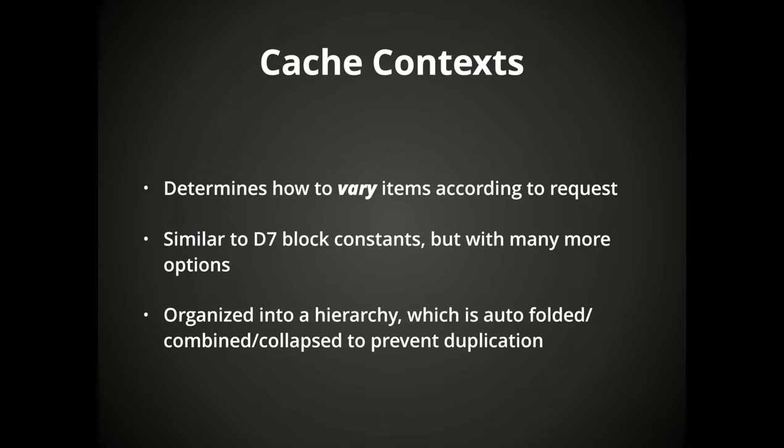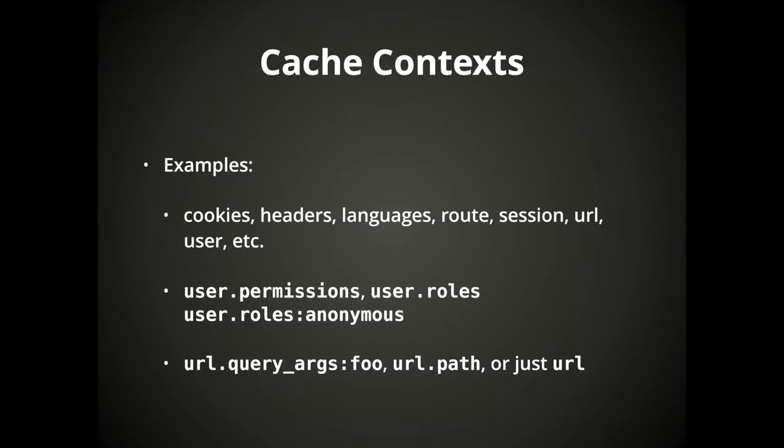It's really similar to those Drupal 7, Drupal 6 block constants that were like cache per page, cache global. But there's many, many more options here. It's organized into a hierarchy, which is a little confusing at first. It has this weird concept of folding and combining, flattening, collapsing. And I'll go over that a little bit too. But it prevents duplication, and it actually optimizes it to ensure that your cache is as efficient as possible. Some examples of cache context could be cookies, headers, routes, session, URL, anything like that. I think even the theme that is on a page is one of the cache contexts.